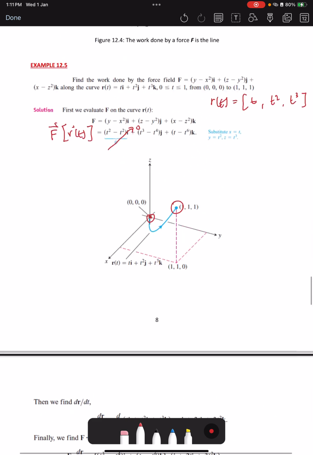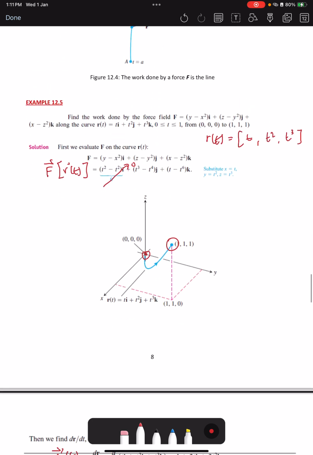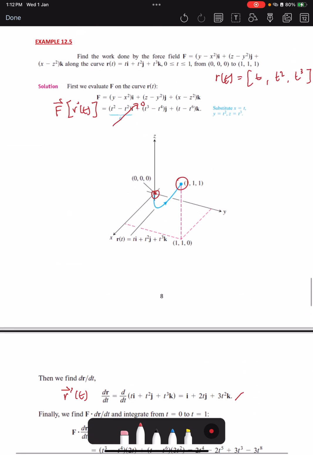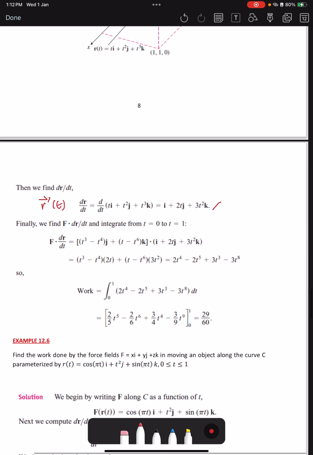Now we compute r prime of t. And r prime of t, as mentioned, from t, t to the power of 2 and t to the power of 3, when you differentiate it, you will get 1, 2t, and then 3t squared here. And then you do the dot product. Okay, the one that you get from here is F(r(t)), and we dot product it with r prime of t. Okay, and then when you do the dot product, you will get a scalar function. This one is scalar. You will get this answer.